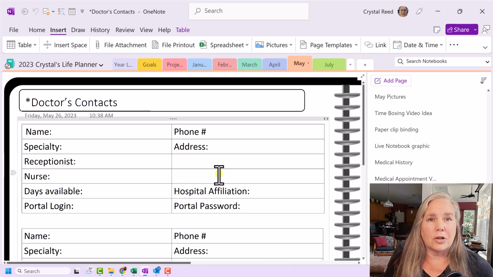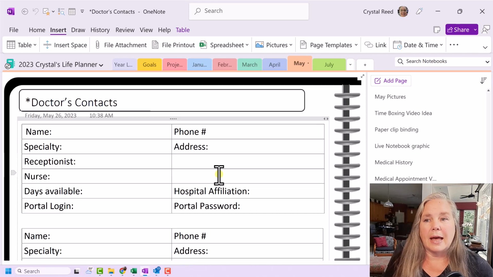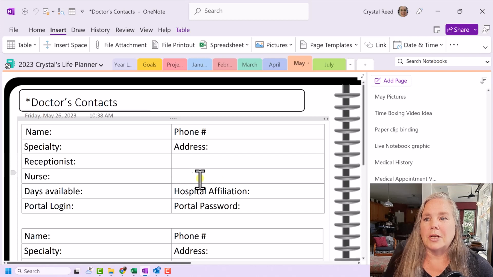I might include their webpage if there's something like that, with a link to that webpage. That might be a good thing to add. Some of my doctors don't have web pages, so I just left a space so I can add the web page if I want to.